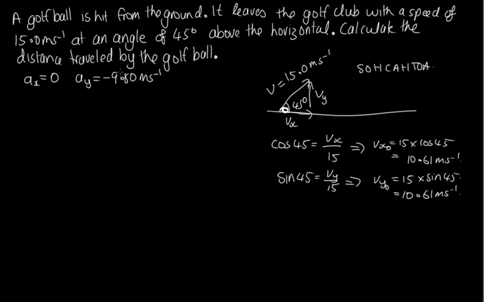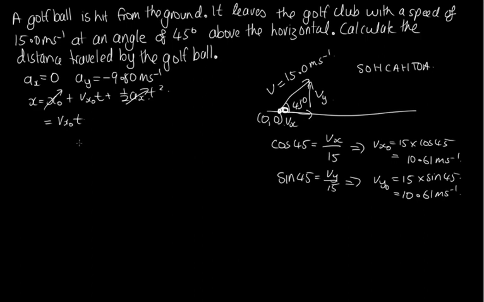So we need to find out the total distance travelled by the golf ball. So that's a horizontal distance. Horizontally we've got x is equal to x naught plus vx naught t plus a half ax t squared. That's from our second kinematic equation. So we know that this acceleration is 0, so that term disappears, and we'll assume that it starts at the location 0, 0. So this x naught is also 0. So x is equal to vx naught t. We know what vx naught is, so we need to know what t is.